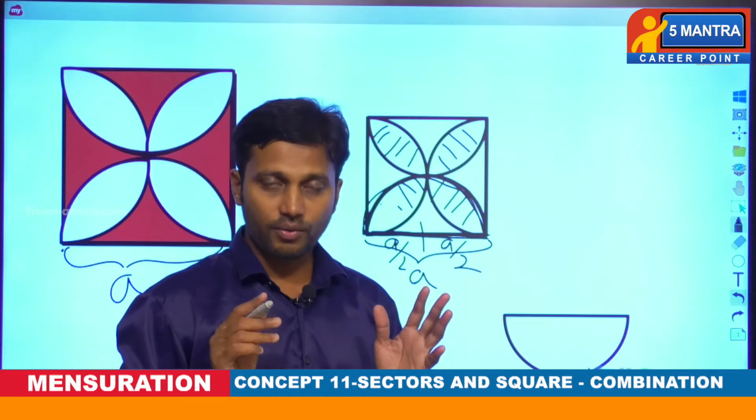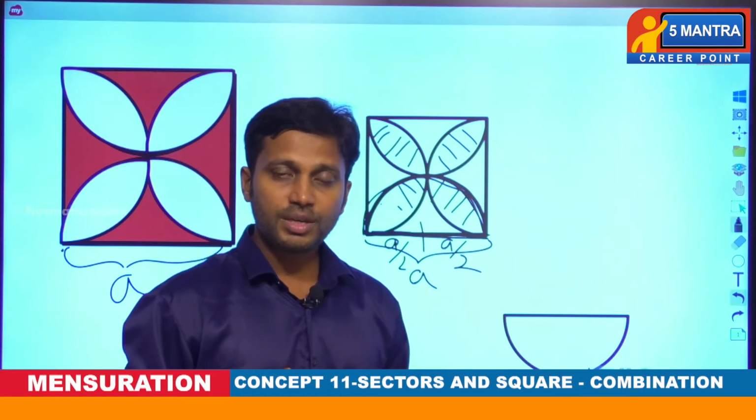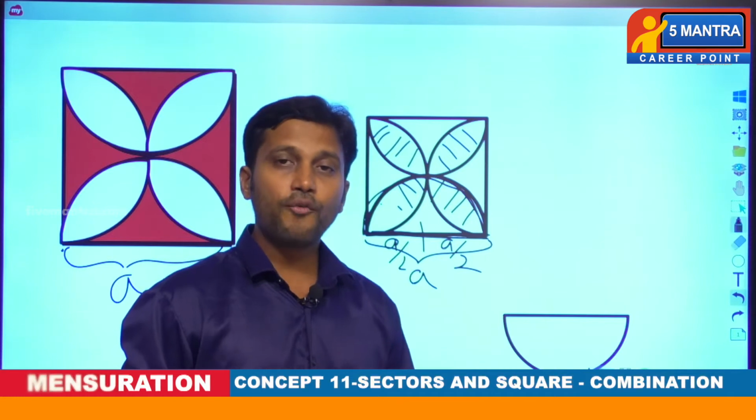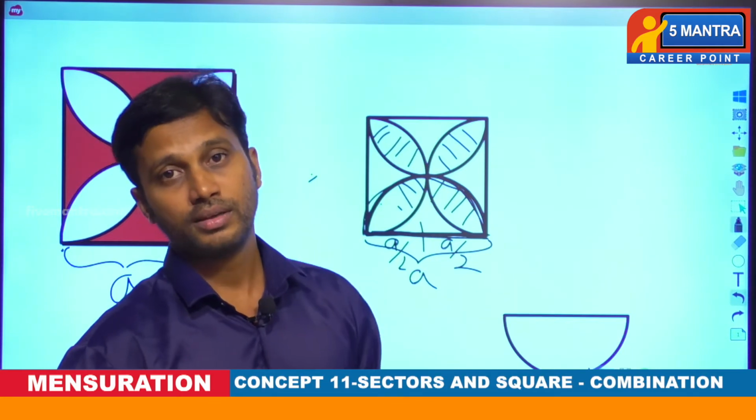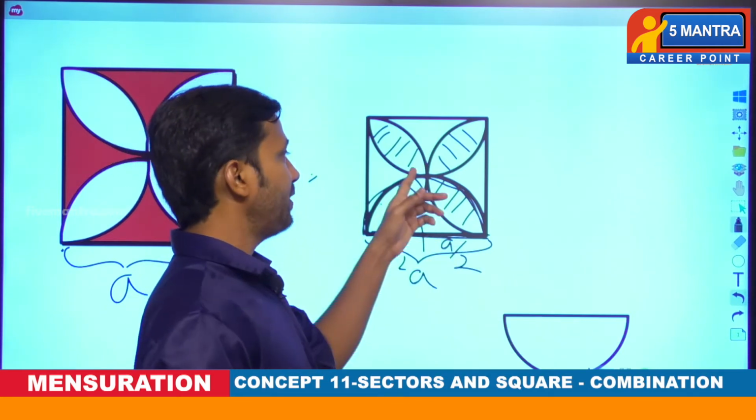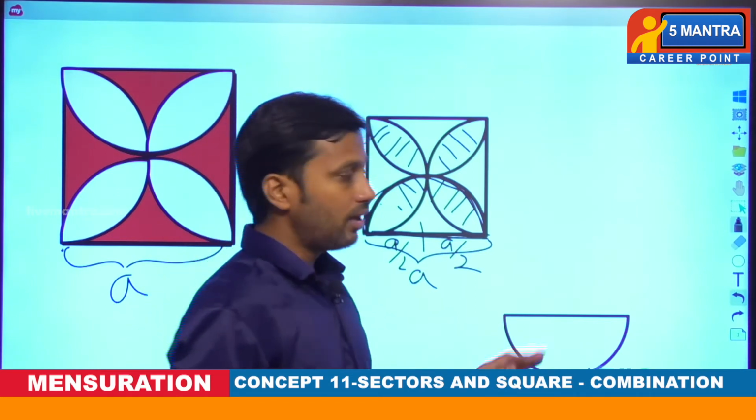So what is your next step? We have to subtract the square area from the four semicircles area, because the four semicircles area is more than the square area. Because of that only we got the overlap. Clear? Now let us do it.